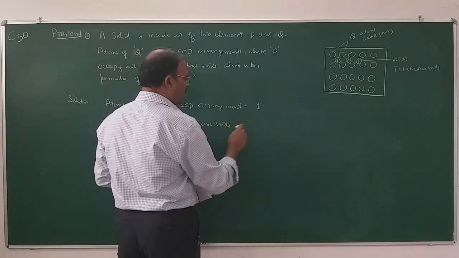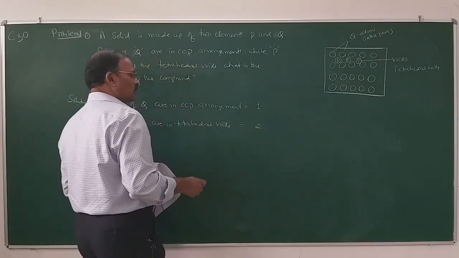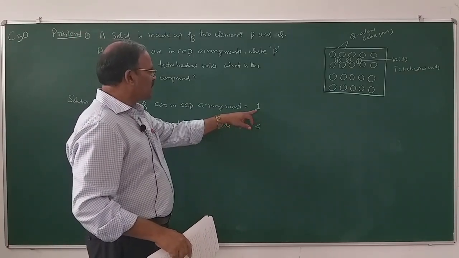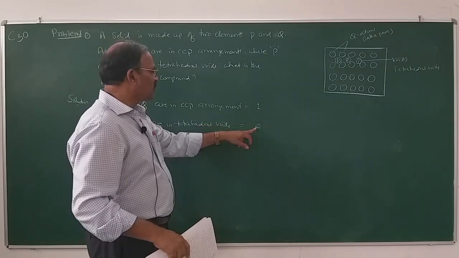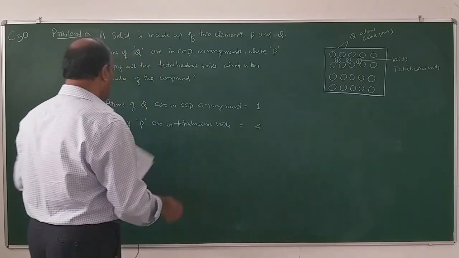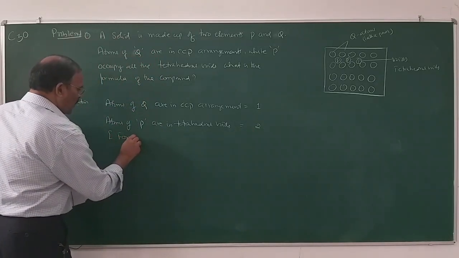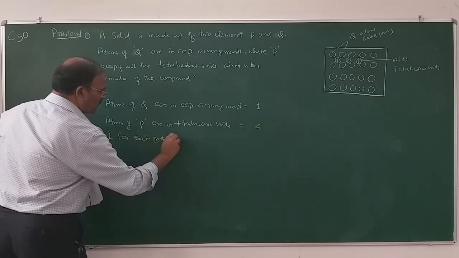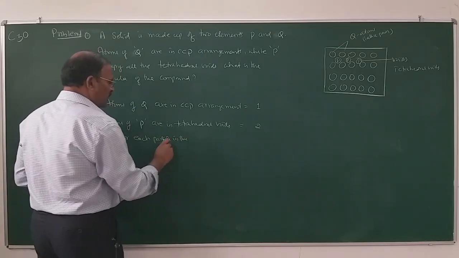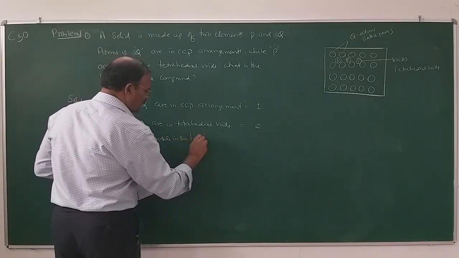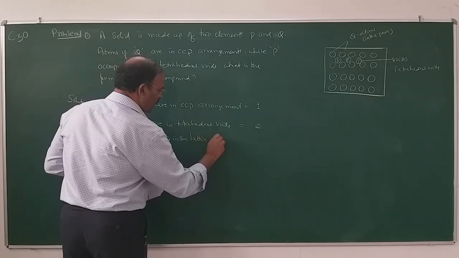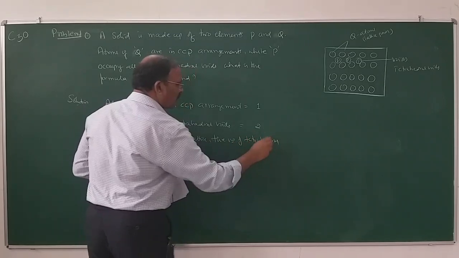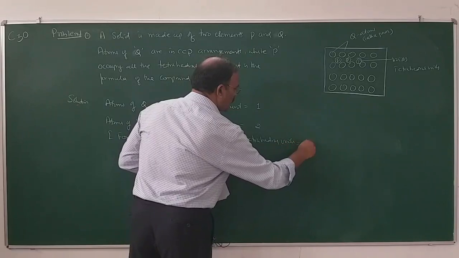So the number of tetrahedral voids is equal to what? 2. For each particle in the space lattice, the number of tetrahedral voids is equal to 2. Therefore, we have to write this one, in brackets: for each particle in the lattice, the number of tetrahedral voids is equal to 2.